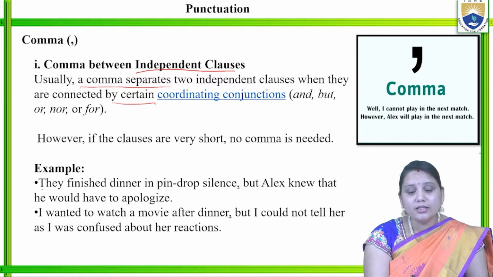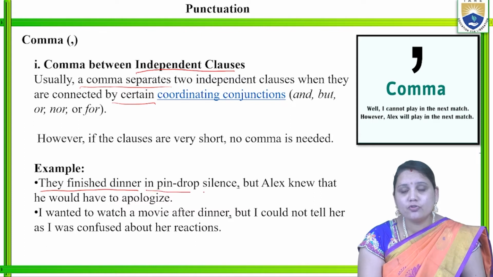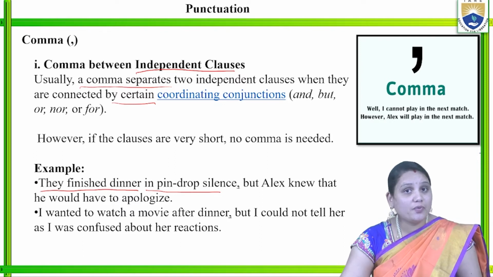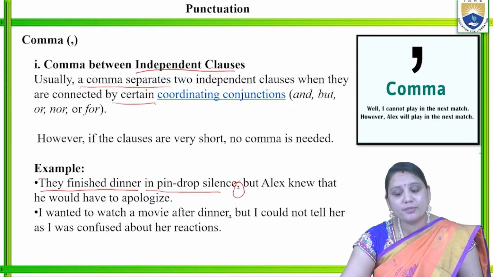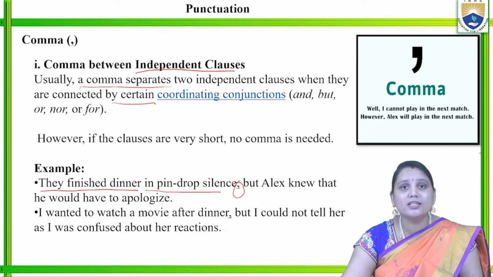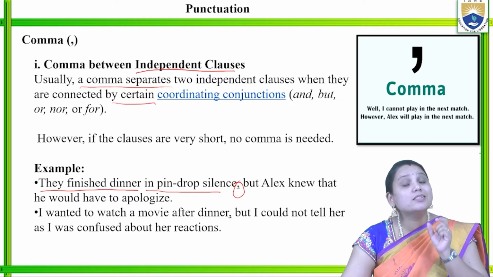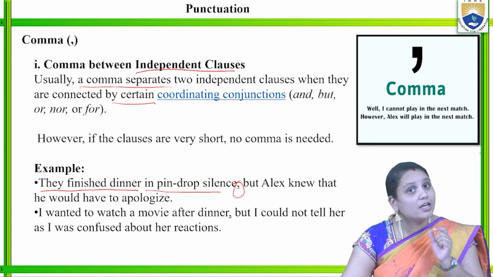Example: They finished dinner in pin drop silence, but Alex knew that he would have to apologize. See the way it has read. For example, we will just remove this comma. Now, shall we try to read it? They finished dinner in pin drop silence but Alex knew that he would have to apologize. How clumsier, how lengthier the sentence is, isn't it? But when you are using a comma, taking a breath in between, it is clear and precise in rendering the message. Now let us try to read it with comma again.